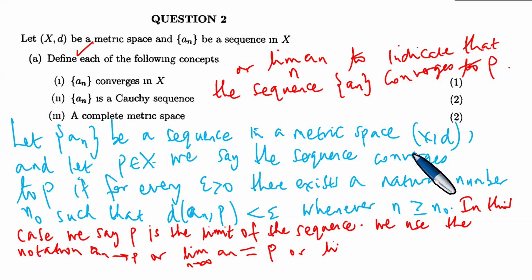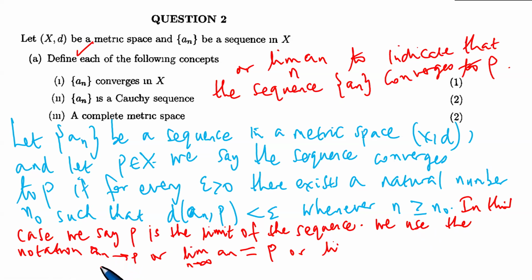Let AN be a sequence in a metric space X, d and let P be a point in X. We say the sequence converges to P if for every epsilon positive, there exists a natural number n0 such that the distance between AN and P is less than epsilon whenever n increases without bound, that is, whenever n approaches infinity, n is bigger than a fixed natural number n0. And when this happens, we say AN converges to P, and therefore it converges in X.